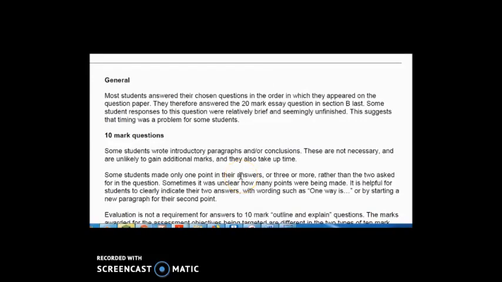I thought I'd start this video tutorial with the examiner report. It is freely available from AQA. You can get it in the link that I've put down below. So just to start off with this first bit, which is the general bit.